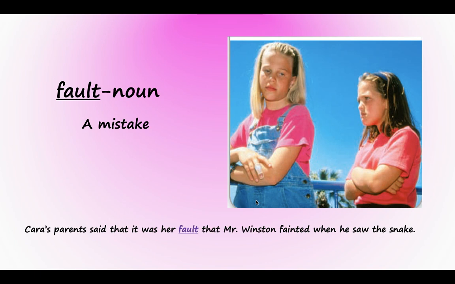So Kara's parents said that it was her fault that Mr. Winston fainted when he saw the snake. So fault is when you're responsible for something, like it's your fault that happened. It means that you're responsible. It was a mistake that you did. Okay? So this looks like the one girl did something wrong. She's upset, and the other girl's mad, and it's somebody's fault, but they don't know whose fault it is.